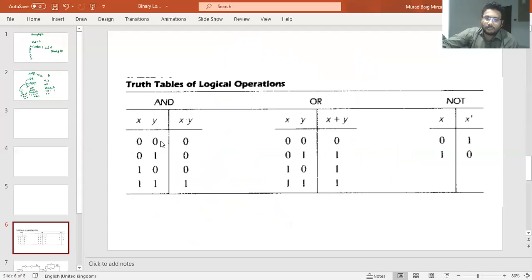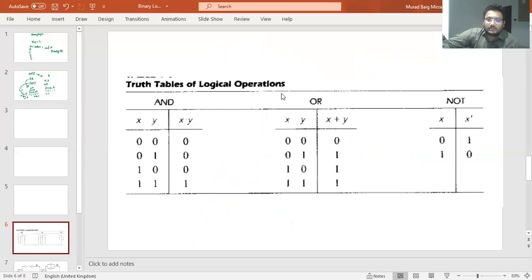If x is 0, y is 0, then xy is equal to 0. If x is 0, y is 1, still we have answer 0. If x is 1 and y is 0, still we have answer 0. Sorry, the answer is 0 in all of these cases. The answer will be 1 if and only if x and y are equal to 1. We have discussed it in the previous slide.